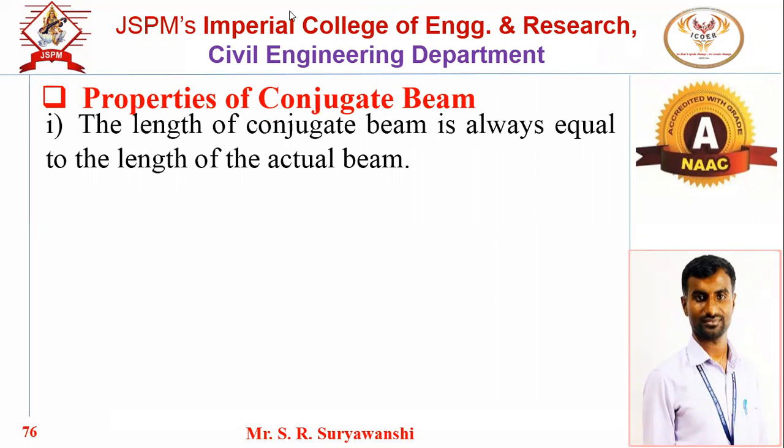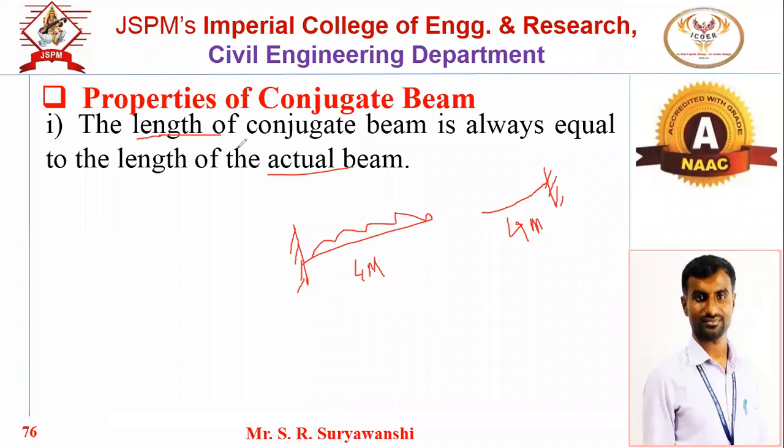So the length of the conjugate beam is always equal to the length of the actual beam. Actual beam means the real beam. A cantilever beam is given, subjected to certain loading conditions, having a 4 meter span. Now if you have to draw the conjugate beam of this, fixed will become free and free will become fixed. So that conjugate beam will also have the same length.